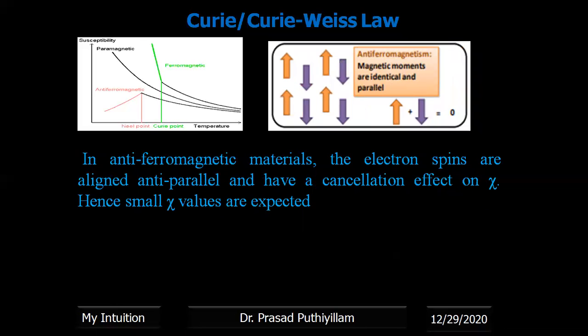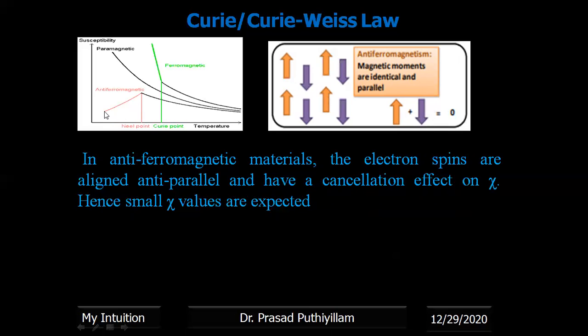In case of antiferromagnetic material, the electron spins are aligned anti-parallel and have a cancellation effect on the magnetic susceptibility. Hence, smaller chi values, that is magnetic susceptibility values, are expected in case of antiferromagnetic materials, because they are cancelling each other. They are opposite each other and the total effect is zero or near to that.